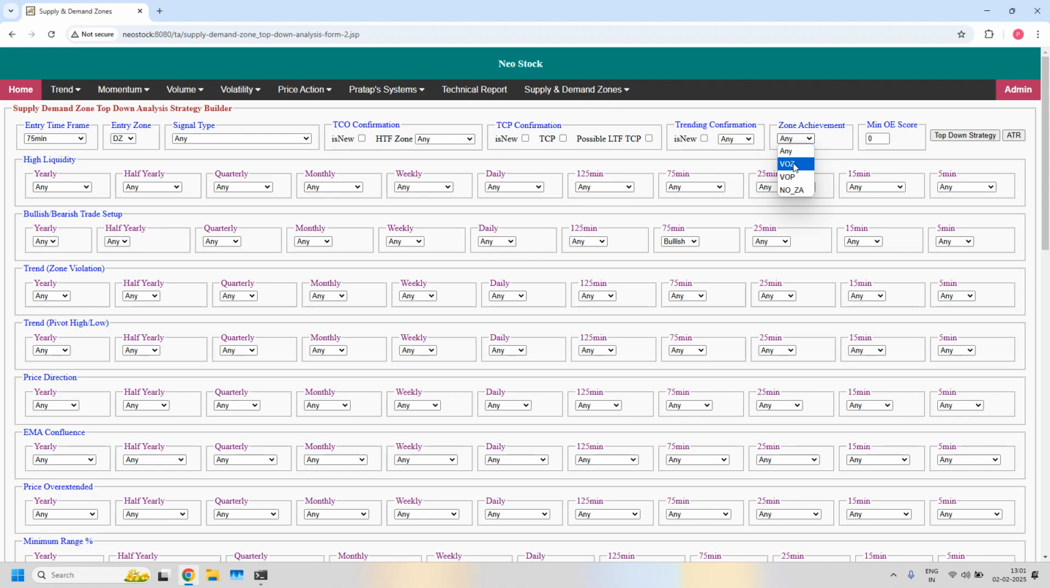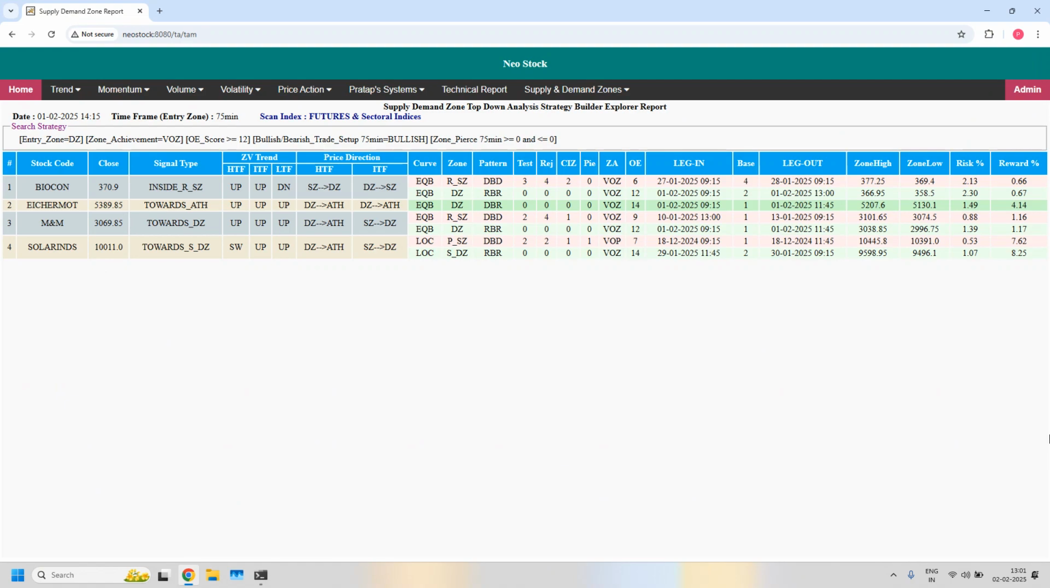Zone achievement violated opposing zone. Minimum order enhancer score should be 12. And all the 3 filters. What 3 filters? Pierced count, zone achievement, minimum order enhancer score. All 3 filters are applied to 75 minutes demand zone. Let's filter. We got 4 stocks.